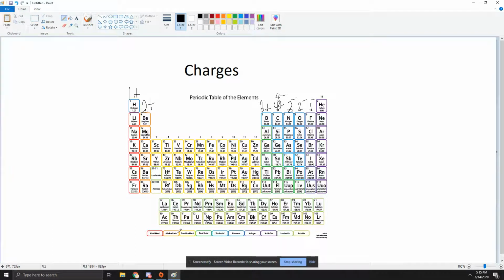Okay, so to find the charges, we will need the periodic table, and here's basically how the charges work. First column, one positive, second, two positive, three positive, four positive or four negative, three negative, two negative, one negative. The last one is noble gases. They don't have any charges because they're non-reactive, and the middle part is transition metal. Transition metal charges can vary.